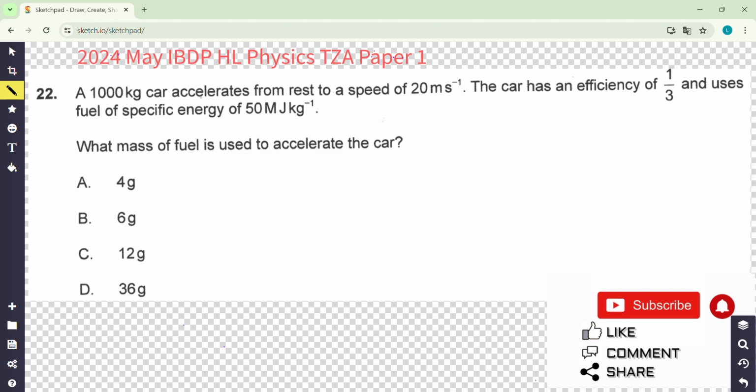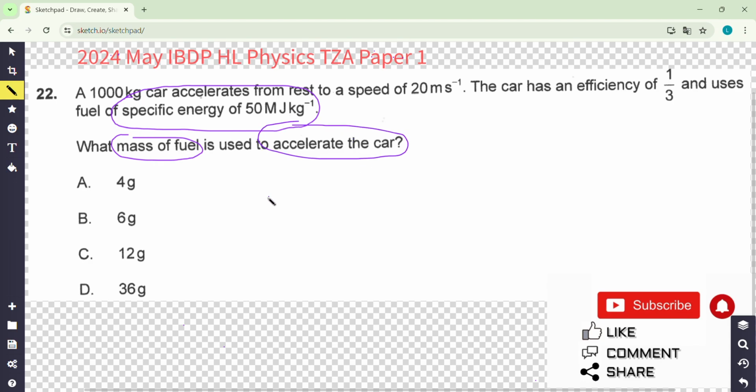Welcome back, everybody. Question 22 is about energy. It's a term, specific energy. Don't panic. Look at the unit: joule, megajoule per kilogram. Okay, so let's look at the question: mass of fuel used to accelerate the car.